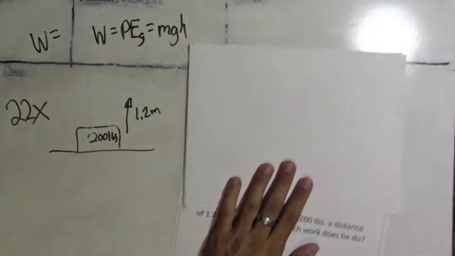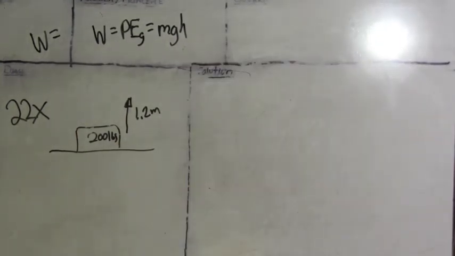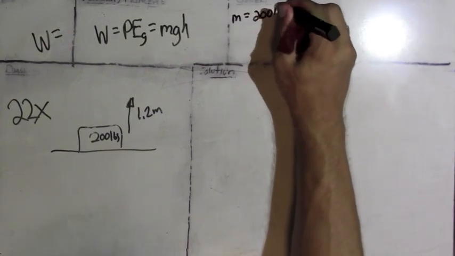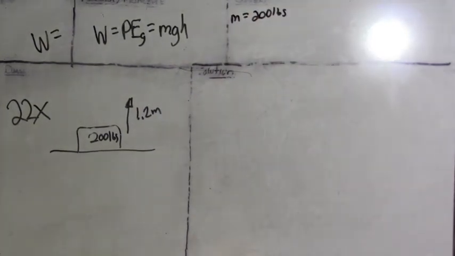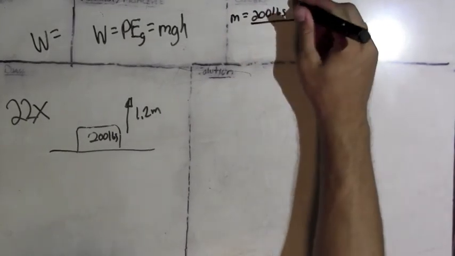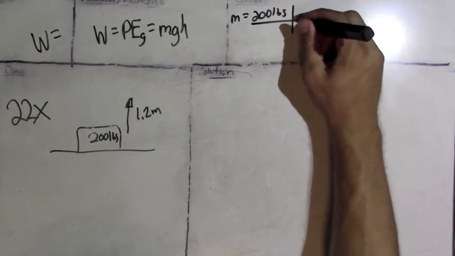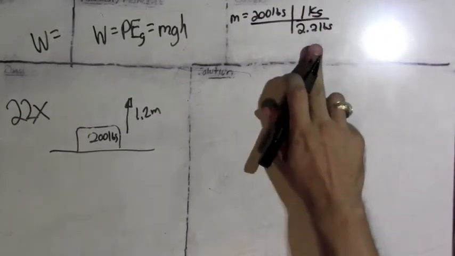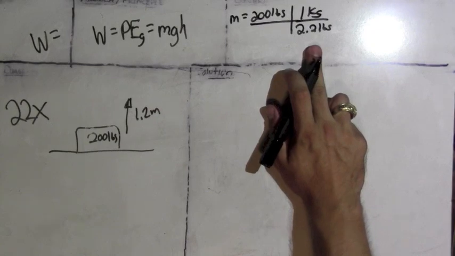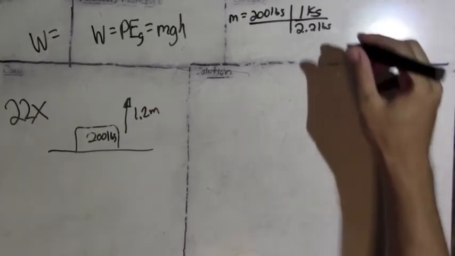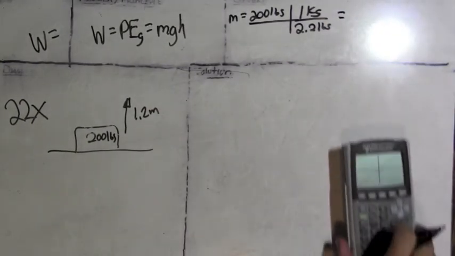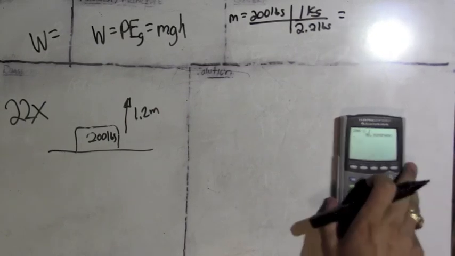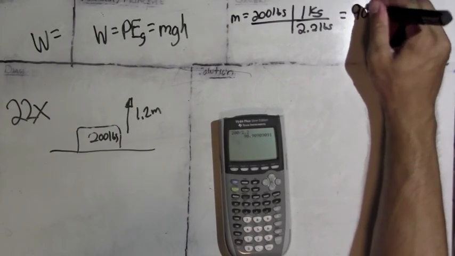So we are given a mass, and the mass that we are given is 200 pounds. Now we do realize that that's not going to fly because that's not a standard unit. So we need to convert that mass into the standard unit. And there are 2.2 pounds in 1 kilogram. If you didn't know it, you could look it up. And then you can say 200 divided by 2.2 gives us a mass of 90 kilograms.